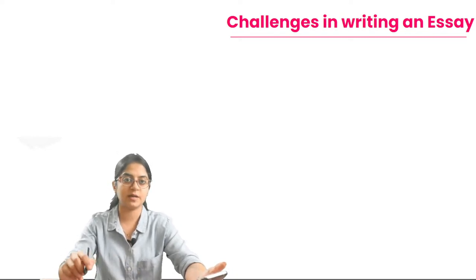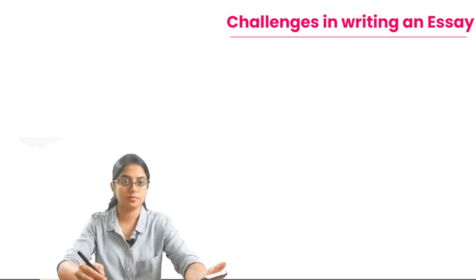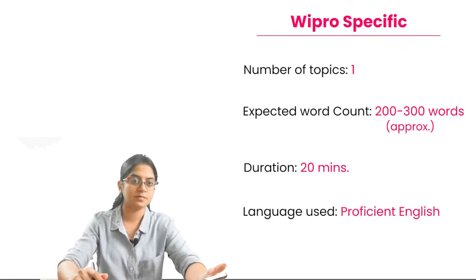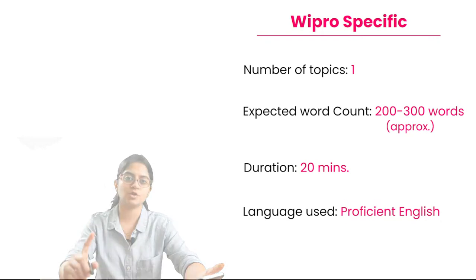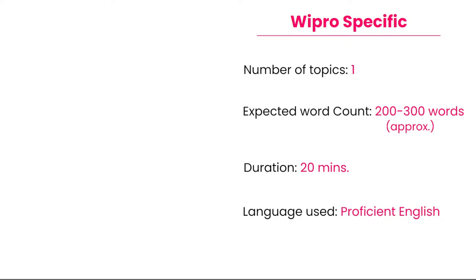Any doubts still in whatever we have talked about till now? Can we go back to the previous slide? I hope you are aware of the written test specifics. The number of essays you are going to type is one, just one essay on the given topic. The number of words they are expecting is near about 300. They might give you the range or just a rough indication that they are expecting 300 words in 20 minutes. And the language used is specifically mentioned: they are expecting high level English. It should be proficient English.